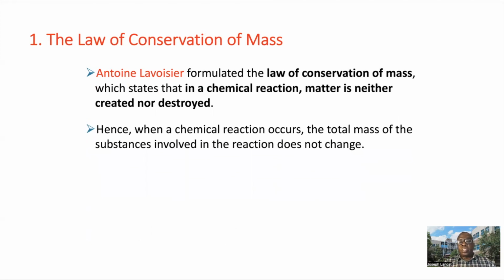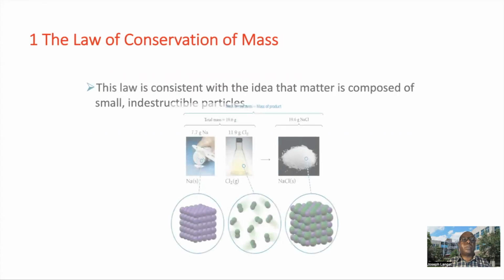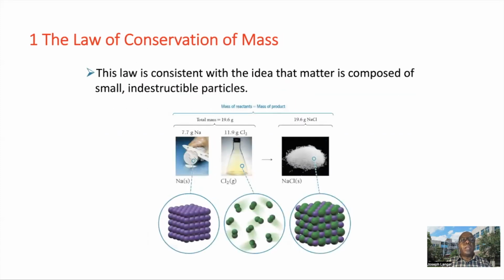So what happens in a chemical reaction when we mix reagent A and reagent B? A chemical reaction occurs, but what happens is just the breaking of chemical bonds and the making of new chemical bonds. We do not destroy the atoms. All that is happening in a chemical reaction is rearrangement of our atoms. There is no net change in a chemical reaction. The law of mass conservation is consistent with the idea that matter is composed of small, indestructible parts of matter.